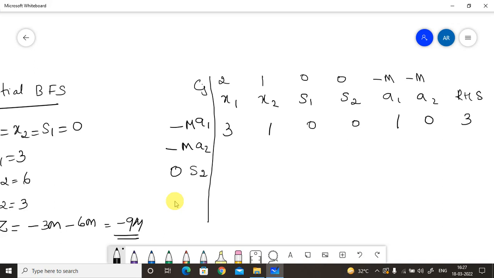So next value is 4. Then we have 3, then we have minus S1, right? So it is minus 1, and we do not have S2, so that's 0. Then A1 is 0, A2 is there, 1, and RHS value is 6. And for the 0 S2 row, the values are 1, 2, 0, and then we have 1, right? 1 2 0 1. Then A1 and A2 are not there, that's 0 0, and the last value is 3, correct? Okay, I hope you understood till here.